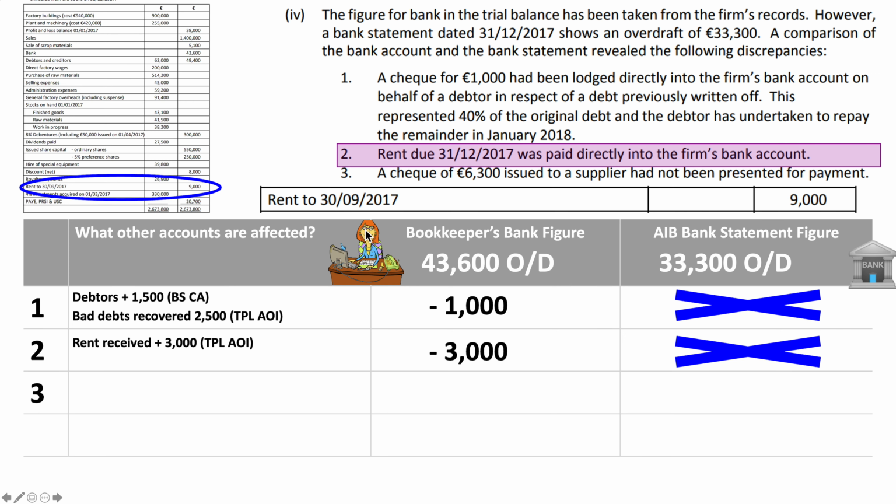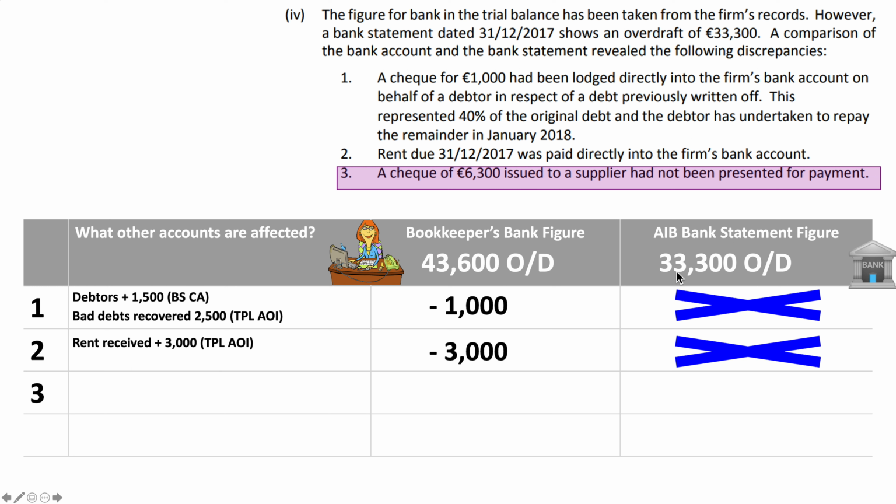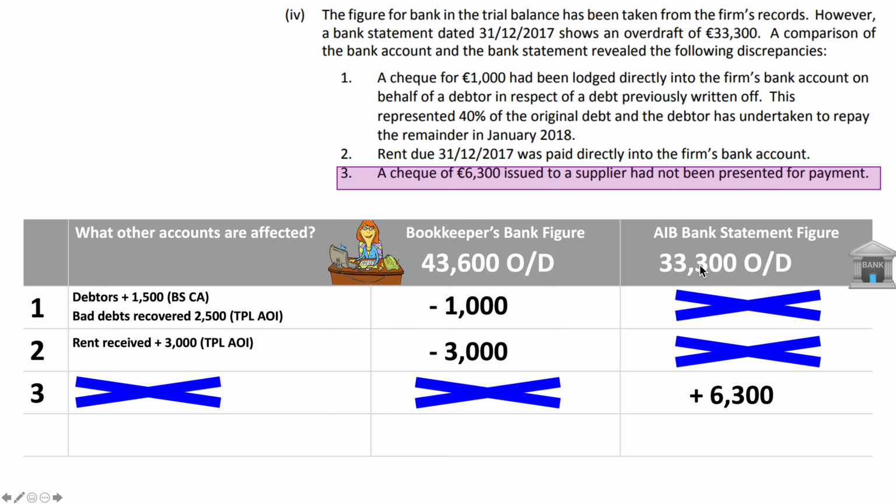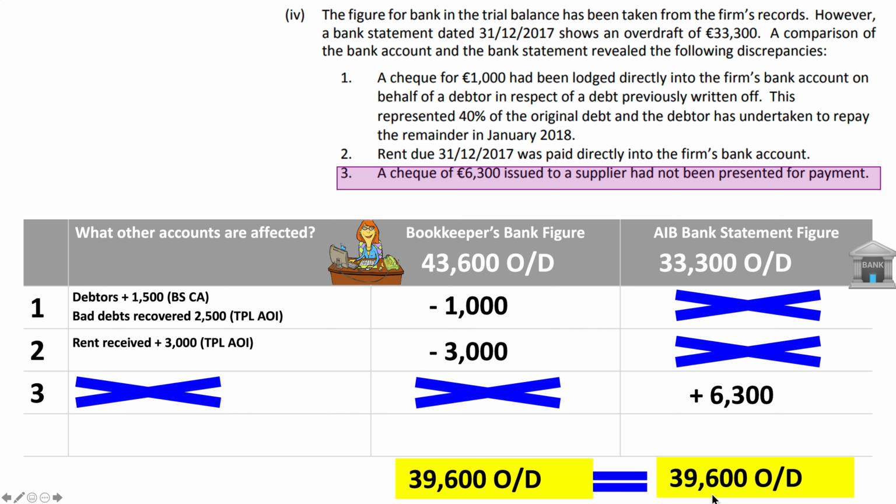Then number 3, a cheque for 6,300 issued to a supplier had not been presented for payment. So the bookkeeper gave the supplier that cheque, but the supplier just hasn't gone into the bank and lodged it. So when the supplier does go into the bank and lodge it, what's going to happen to that overdraft figure? It is going to increase by 6,300. So we have to add the 6,300 there. So we tot these all up and we get 39,600 overdraft in both of the bank figures.